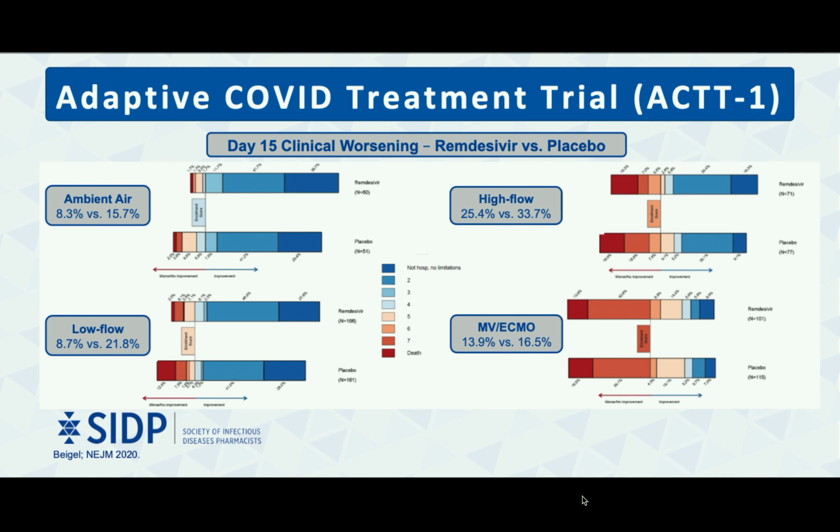In the ambient group in the top left, the proportion of patients that worsened was 8.3% for the remdesivir arm versus 15.7% for placebo. A larger separation was seen for the low flow group, 8.7% versus 21.8%. This narrowed slightly in the high flow group with 25.4% versus 33.7%, and virtually disappeared in the mechanically ventilated or ECMO patients with 13.9% versus 16.5% of patients worsening from their baseline to day 15 clinical status.